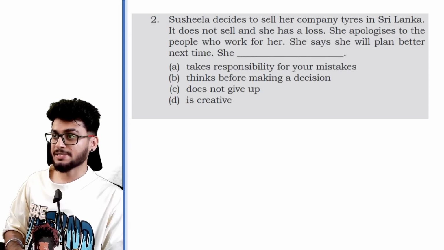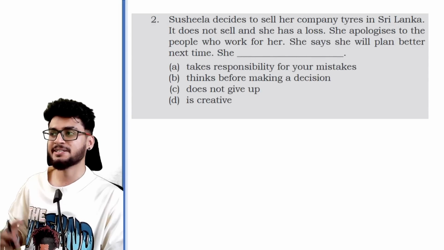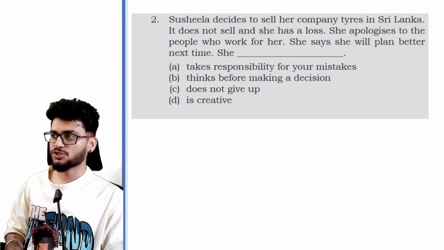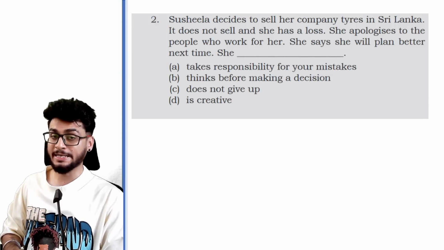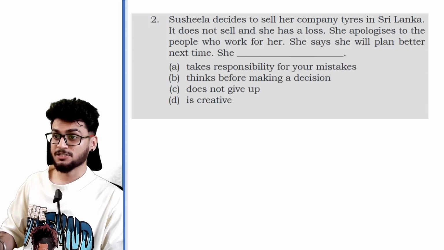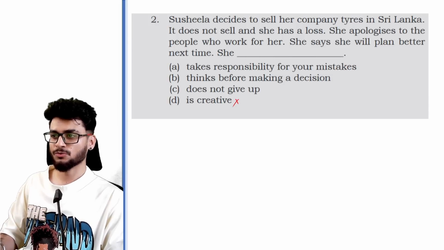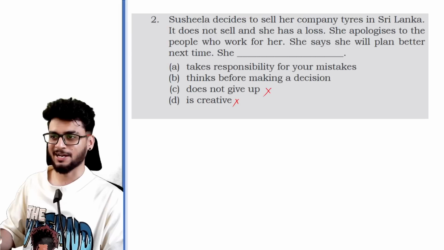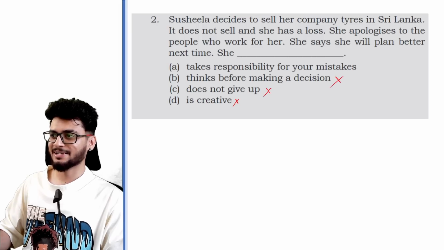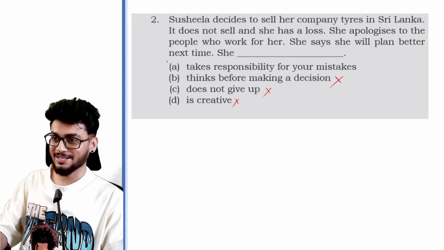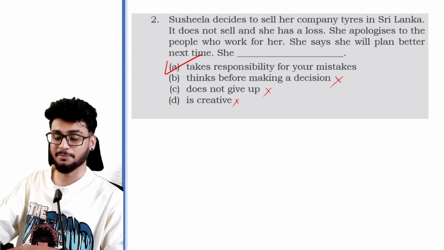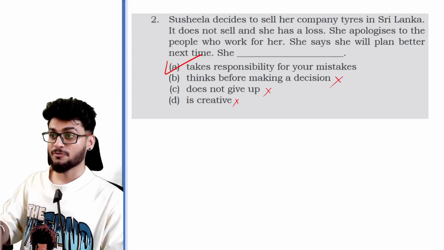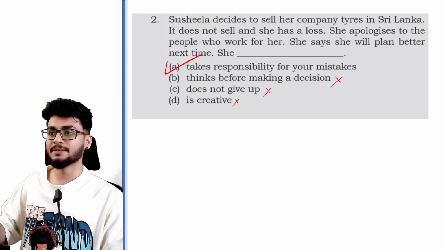Sushila decides to sell her company tires in Sri Lanka. It does not sell and she has a loss. She apologizes to the people who work for her and says that she will plan better next time. So what does she do? She's creative? No. Does not give up? Not actually. Thinks before making a decision? Definitely not. But A would be the right answer. Takes responsibility for your mistakes. She has committed a mistake because of which other people suffered, and she's taking responsibility for that.